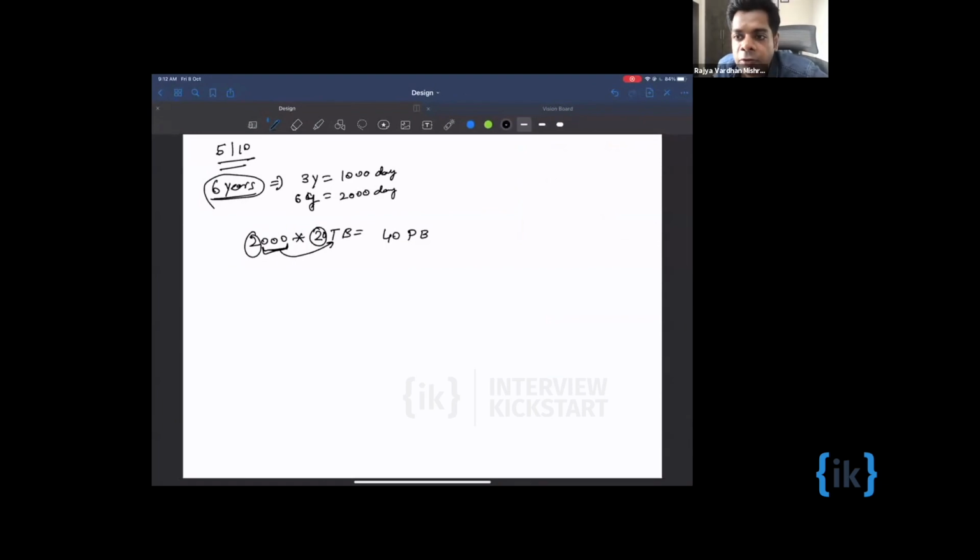Okay. I hope this calculation is clear. If this calculation is not clear, then please raise your hand. Okay, Mithun, DAU is daily active users, that is how many users come actively on the system daily.